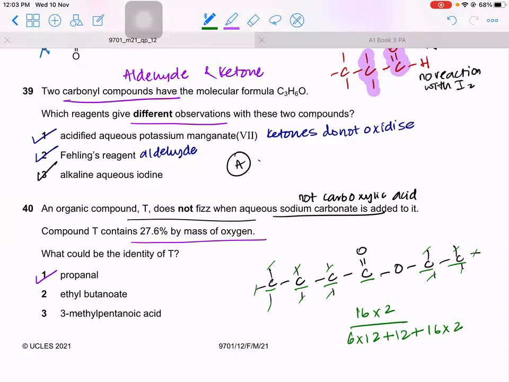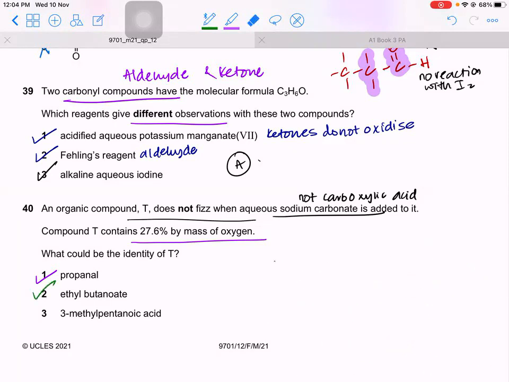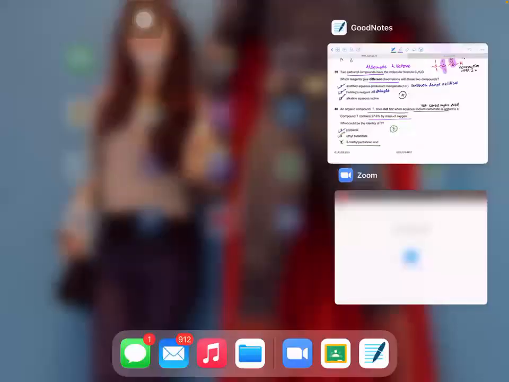Mass of oxygen is 16 times 2, which is 32, divided by the total mass. Yes, this also comes out to be 27.58%. This is also true. Let's see the last one. Pentanoic acid can't be the answer, because this will react with carbonate and they've told us it's not carboxylic acid. Answer therefore is B. Clear? Is this clear?